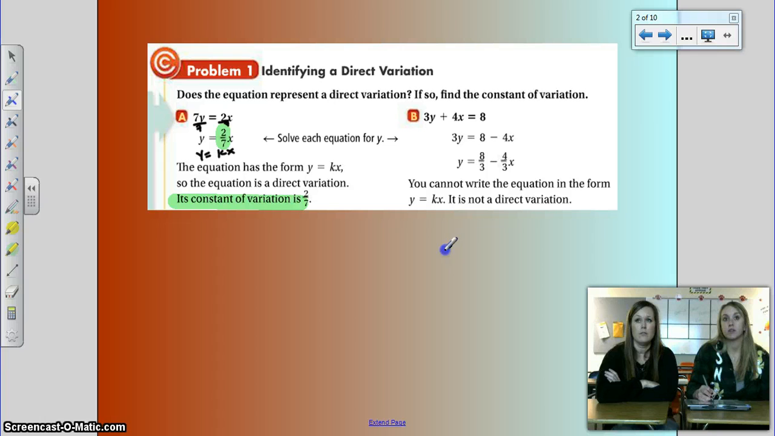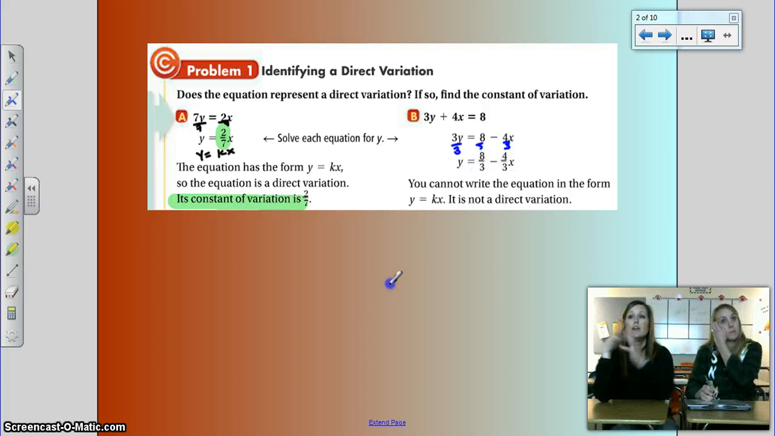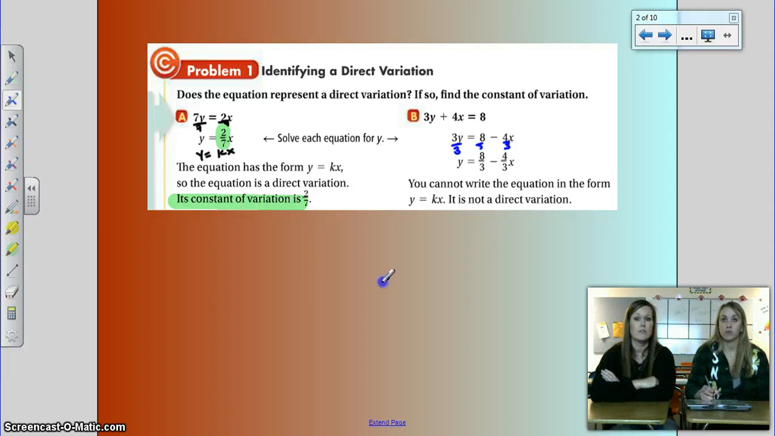So here's the other one. B. Can we rearrange this to look like y equals kx? So let's solve for y. The first thing I want to do is get rid of the x, which they subtracted the 4x and moved it over to the other side. Then they had to divide everything by 3. So they divided 8 by 3 and 4 by 3, and they ended up with y equals 8/3 minus 4 over 3x. Well, I do have 4 over 3x. But I also have another amount in there, an extra guy. And so this would not represent a direct variation.